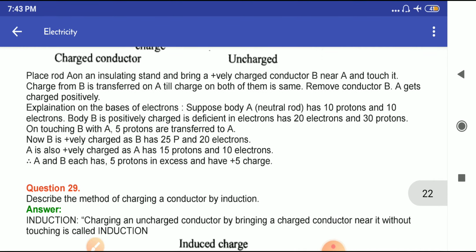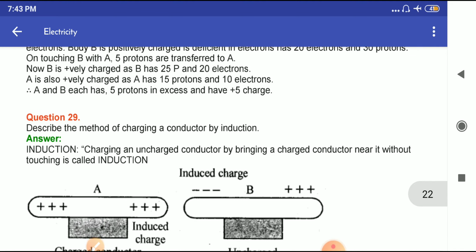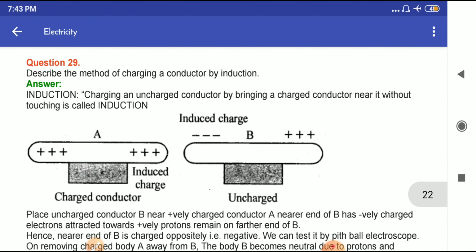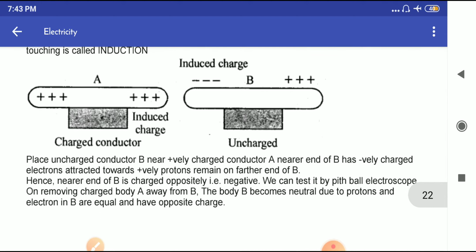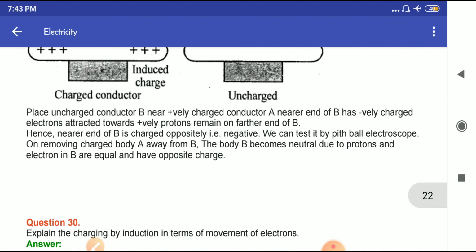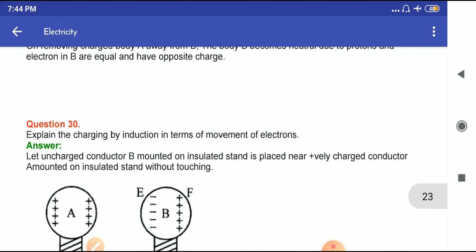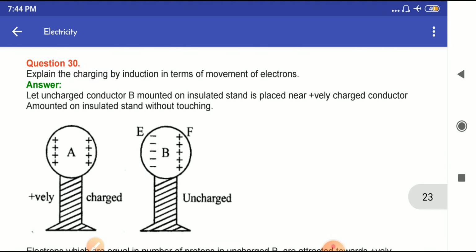Question number 29. Describe the method of charging a conductor by induction. Okay, you have to write this answer. You can pause the video or take a screenshot and write in your notebook in neat and clean handwriting. Question number 30. Explain the charging by induction in terms of movement of electrons. So this is your answer.